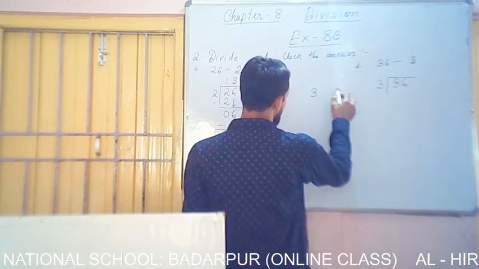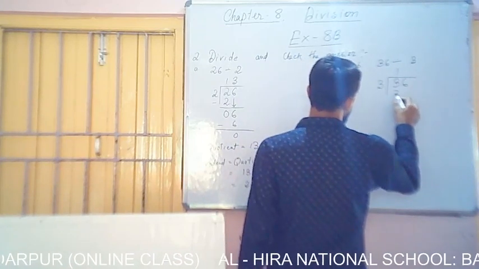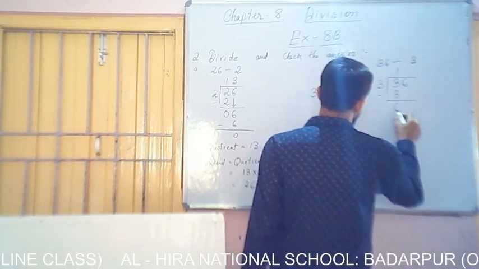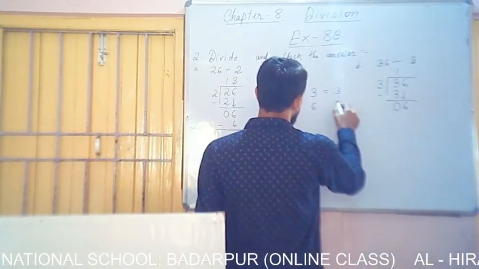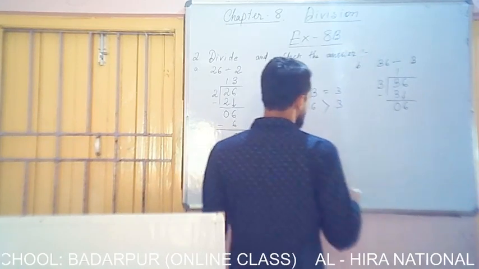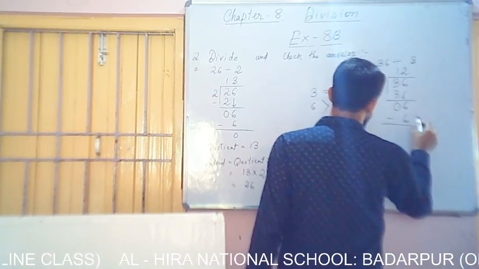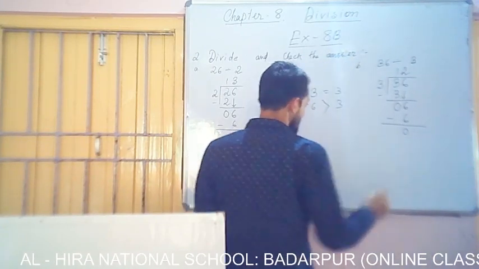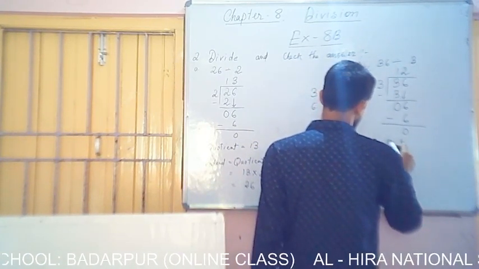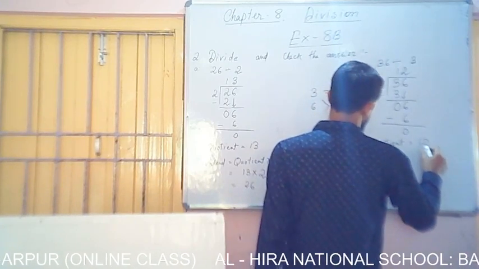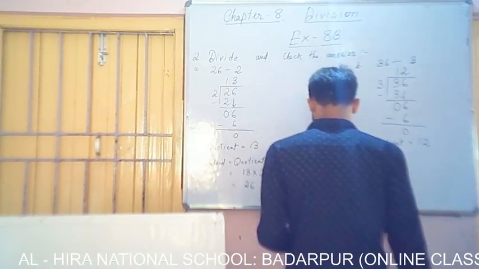We have to see 3 and 3. Both the dividend and the divisor are equal. So 3 ones are 3. So 3 minus 3 equals 0. Bring down 6 ones here. So here the digit 6 is greater than 3. That means we can divide. So 3 twos are 6. Again we have to subtract. 6 minus 6 equals 0. Here remainder is 0. Don't write down the remainder. Here the quotient is 12. Now you have to check whether the answer is correct or not.